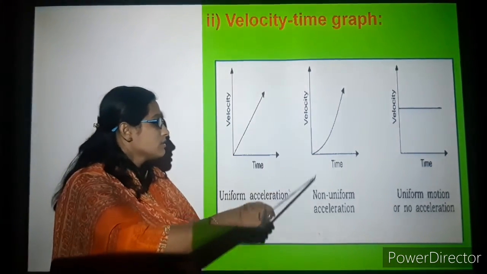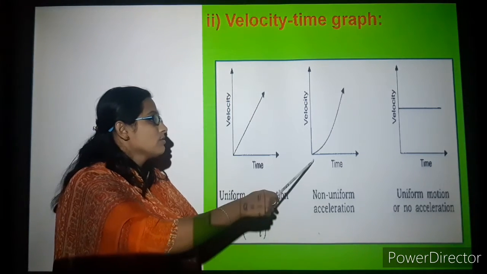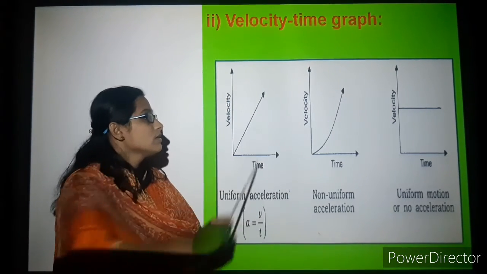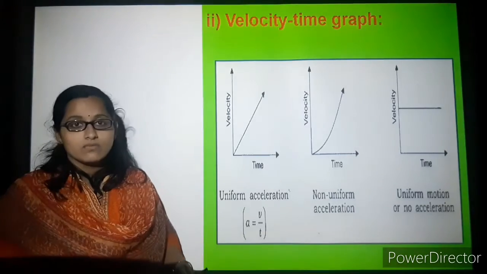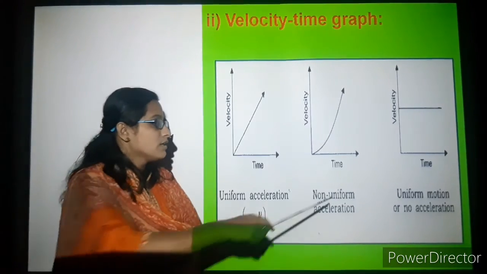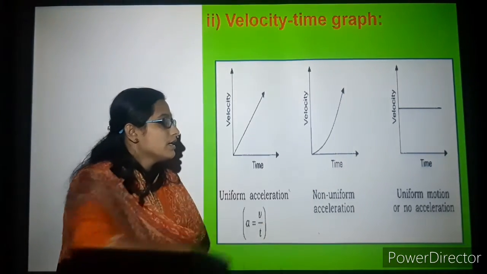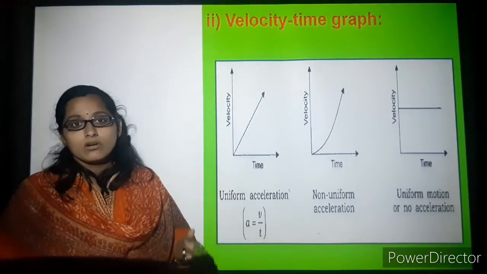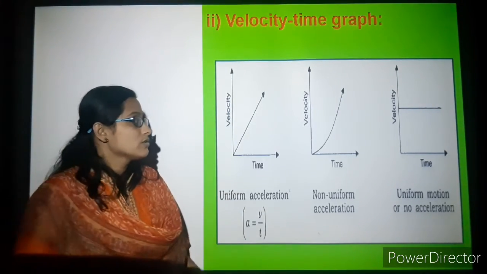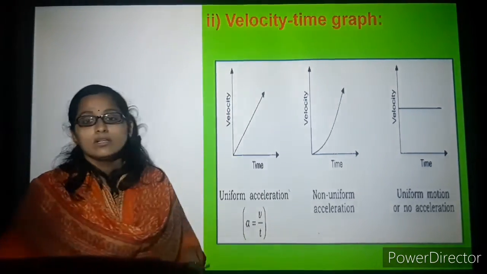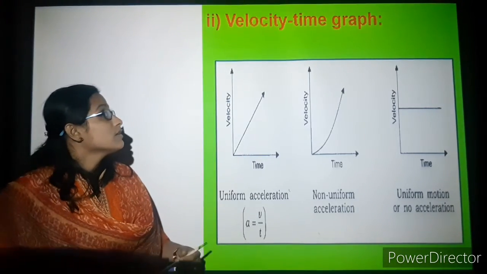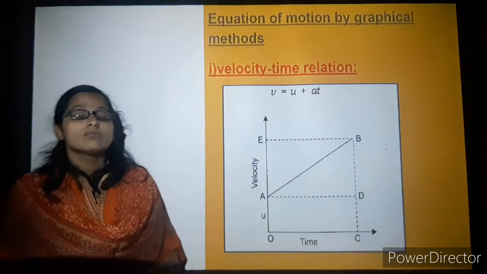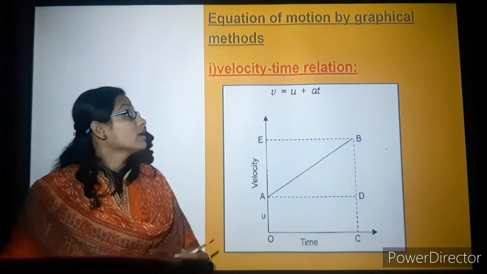And next comes the non-uniform acceleration. You can see that with respect to time there is a change in acceleration with respect to the velocity. And the last one is uniform motion, where there is no acceleration at all with respect to time and velocity. So moving on to the equations of motion by graphical methods.